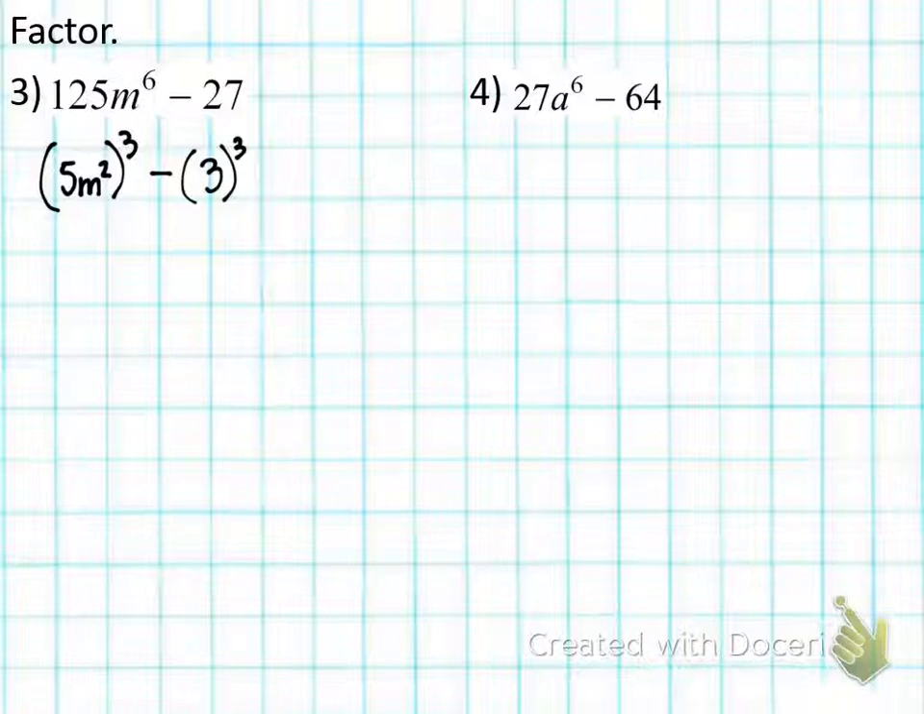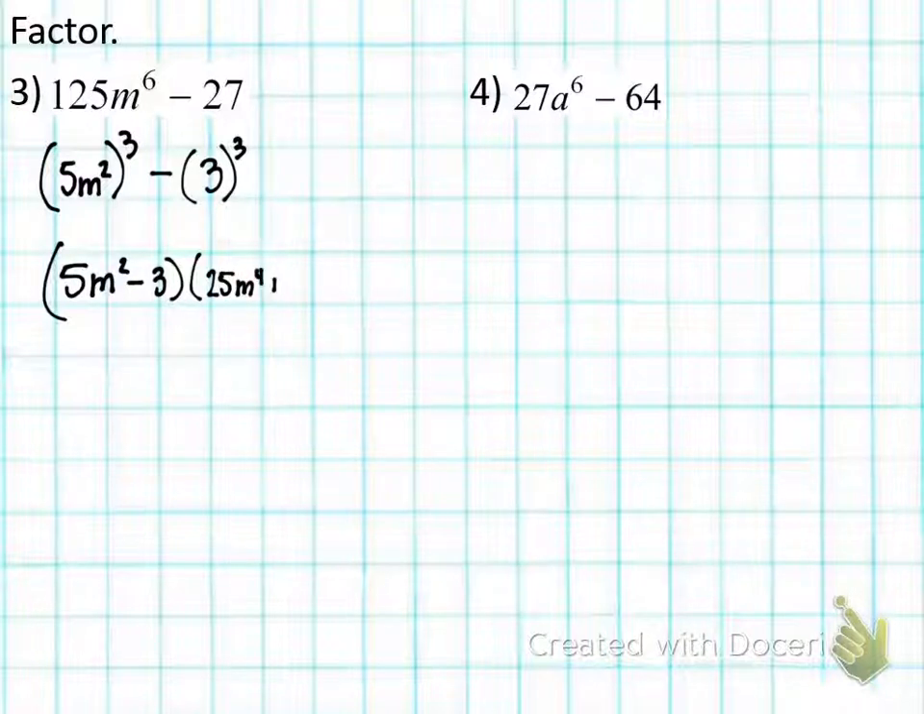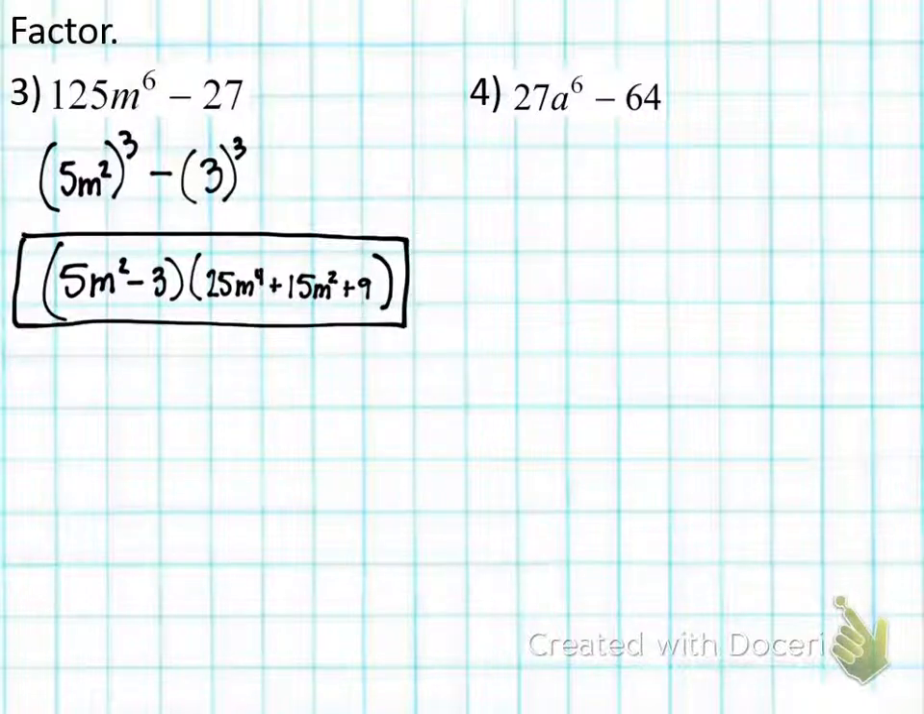This is just like yesterday, so it's going to take that a minus b form. So we're going to go 5m squared minus 3 all times 5m squared squared, which is 25m to the 4th power, plus a times b, which is 5m squared times 3, which is 15m squared. And we're going to square the last term, 3 squared, which is positive 9. And that's it. That's how you do number 3. Hopefully you did that right. Try number 4 now. Pause the video, see if you can do 4.